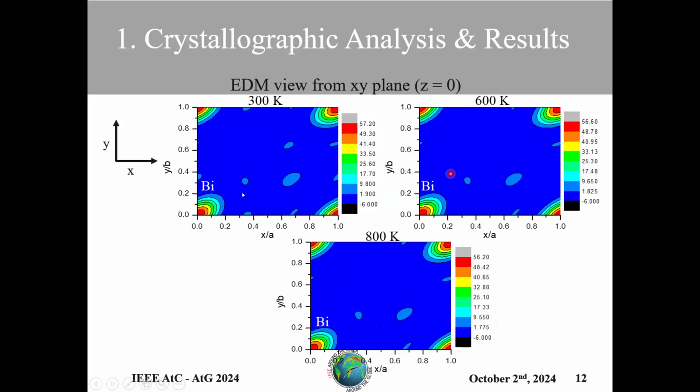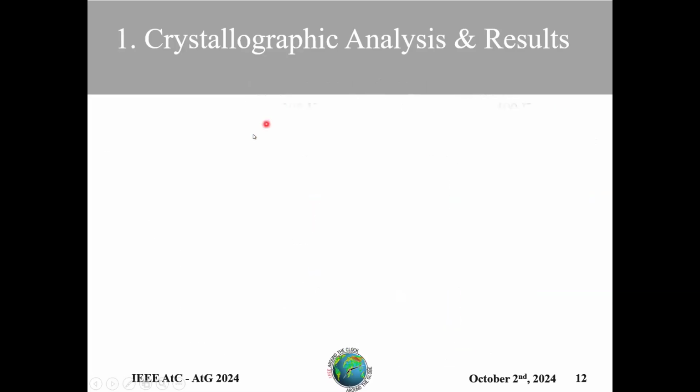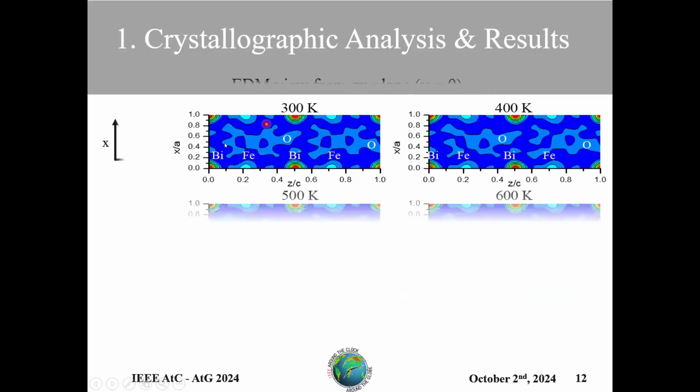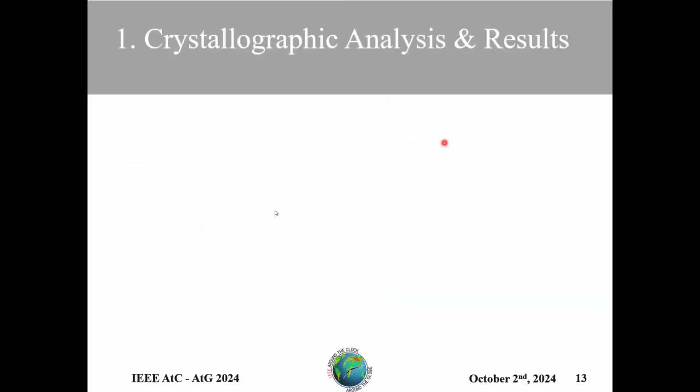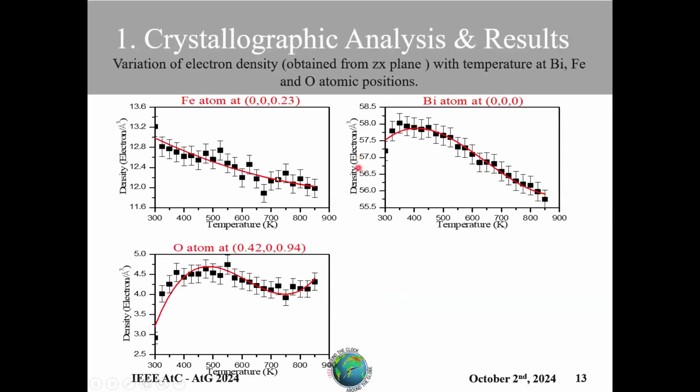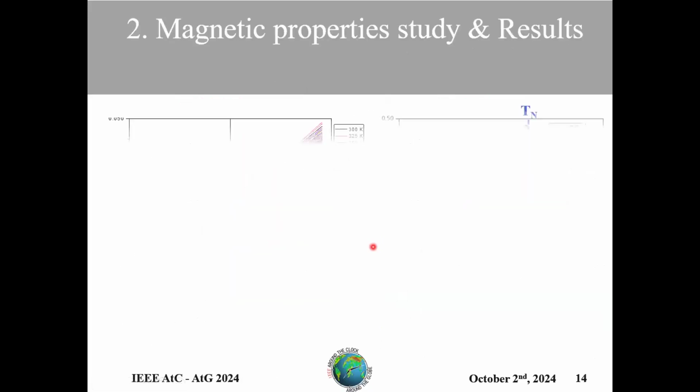Then, from the electron density map from the ZX plane, the electron density is retained for the atoms at these given atomic positions. From the electron density values plotted with temperature, we can see that there is an anomalous behavior near 600 to 800 Kelvin here, which is highlighted in the plots. This anomalous behavior, especially for the iron and the oxygen atoms, may suggest some sort of magnetic phase transition in the material around 600 Kelvin.